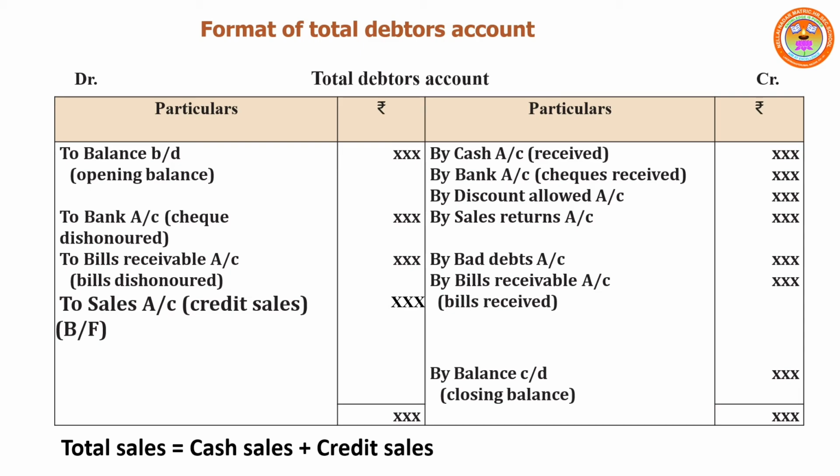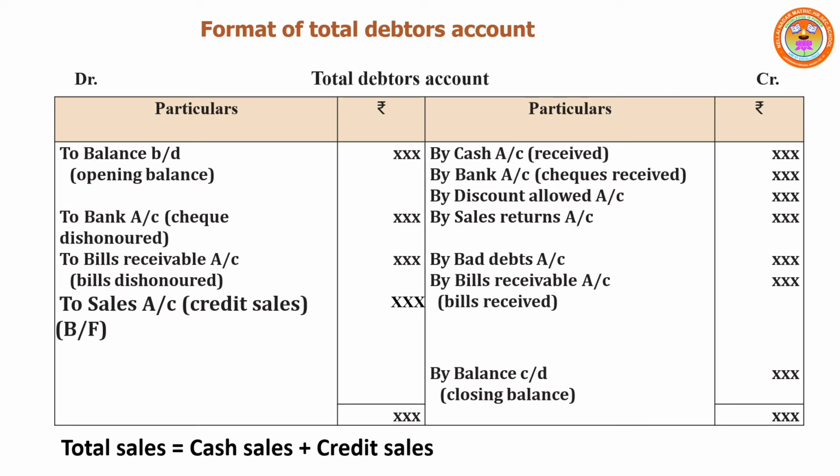Likewise, by discount allowed account, the amount. Then sales returned: while selling some goods, due to poor quality, these goods are returned by our customer. So by sales returned account. Then the fourth one, by bad debts account. Bad debts account is the amount which is not recoverable from sundry debtors. It is a loss for the business. That amount should be written here.